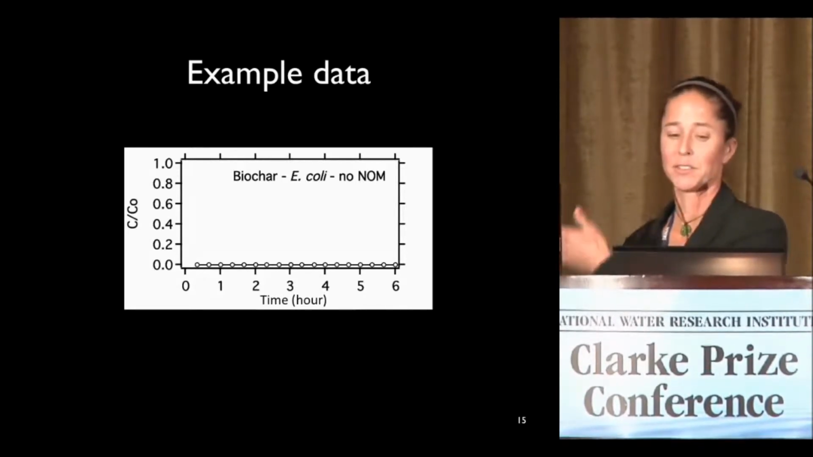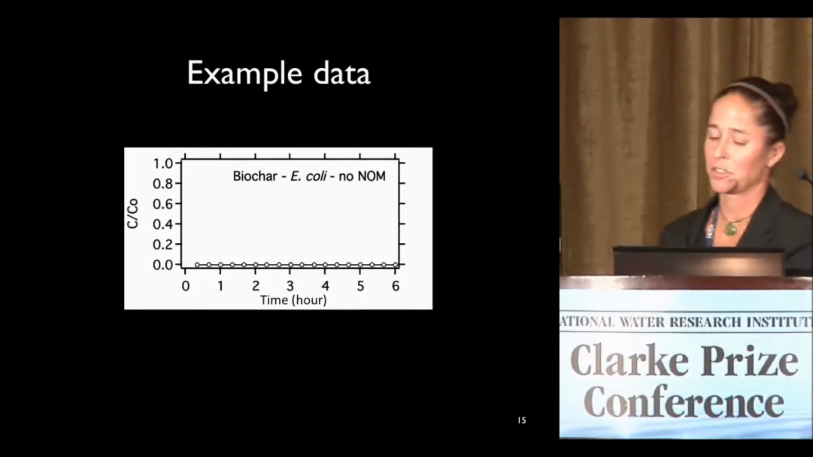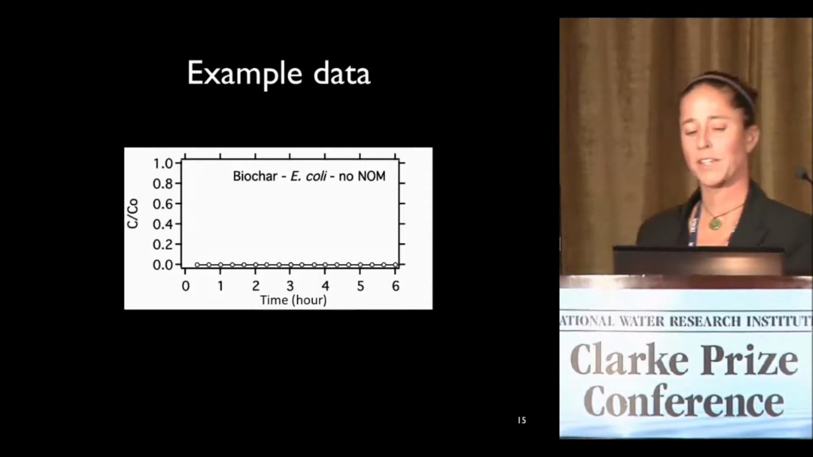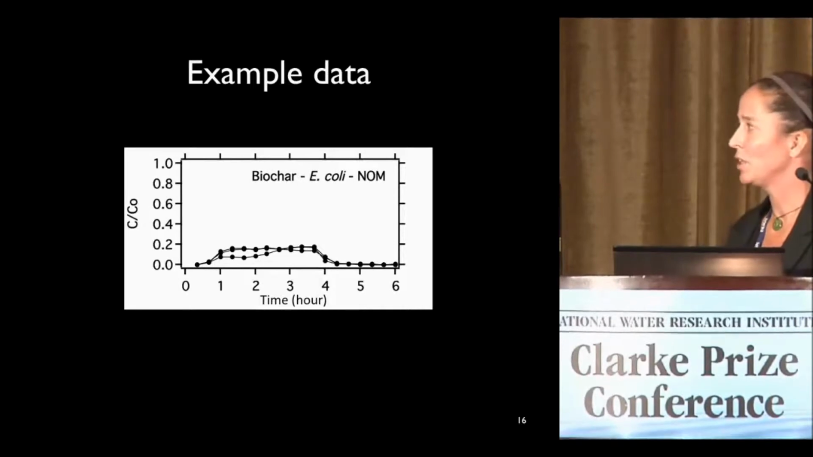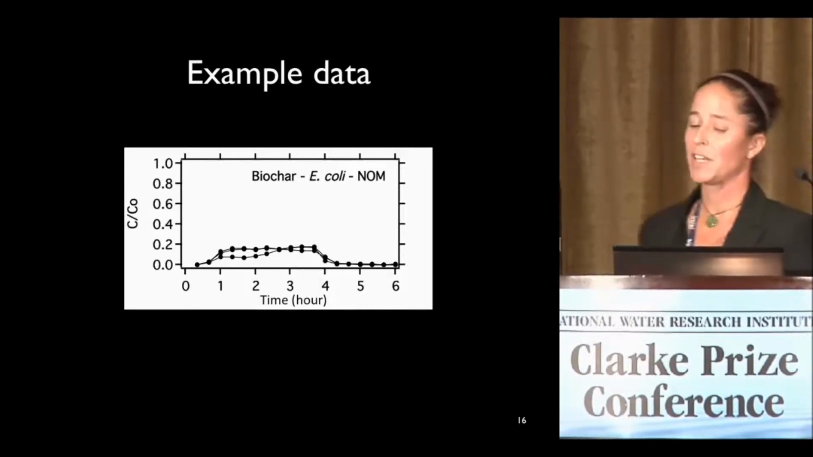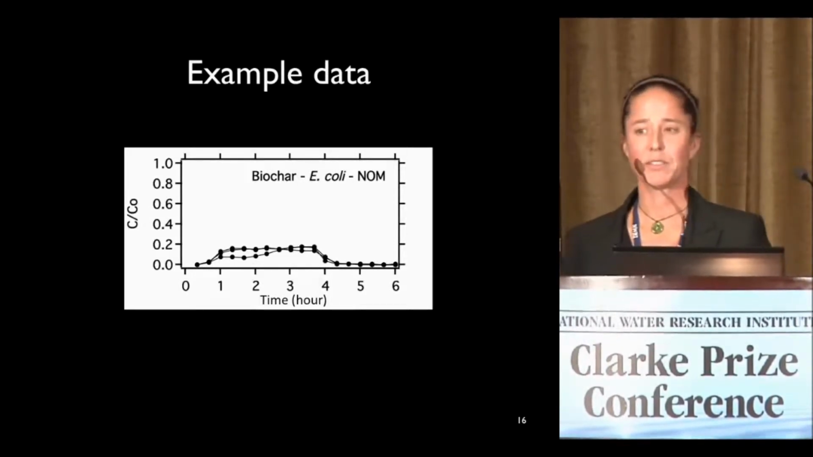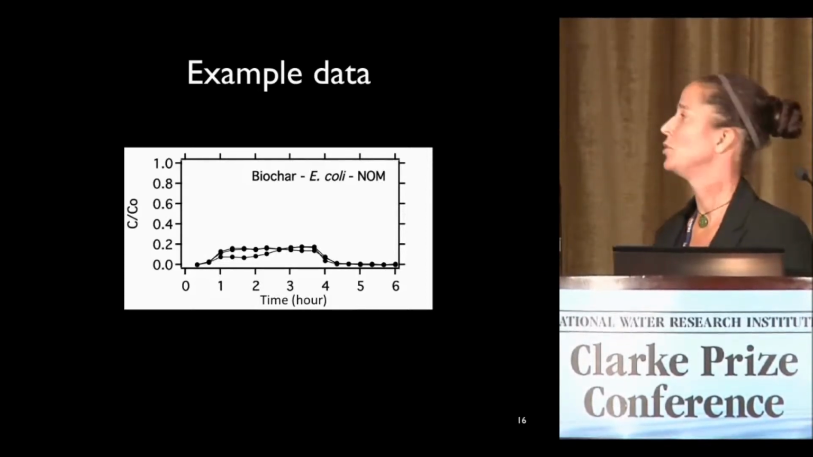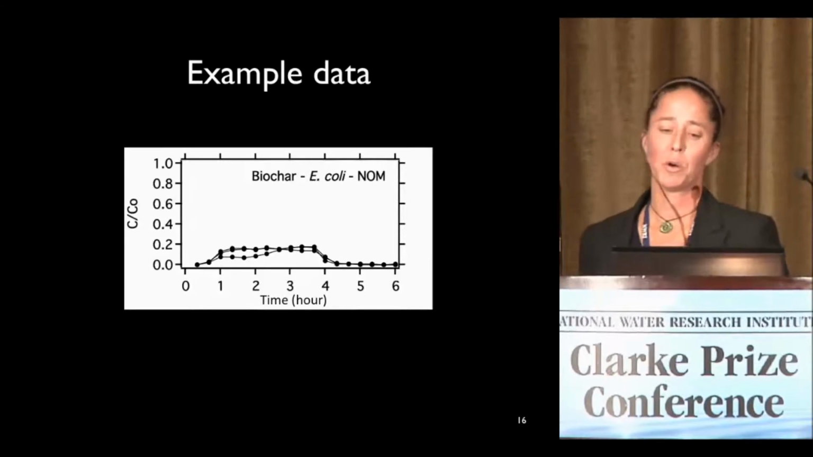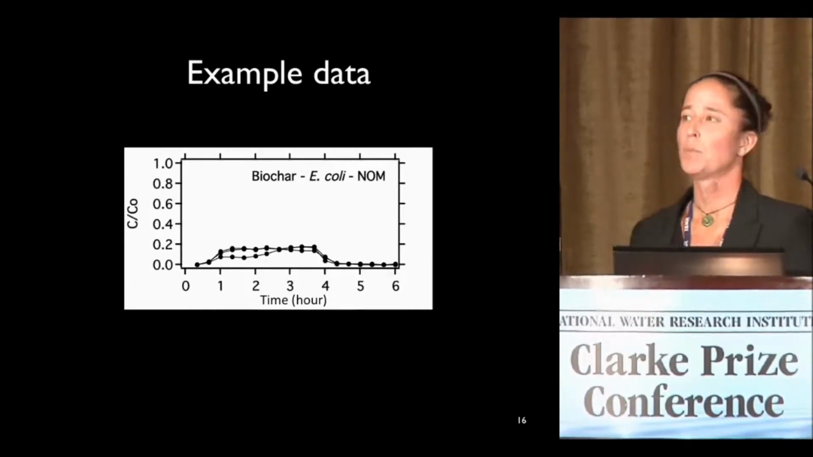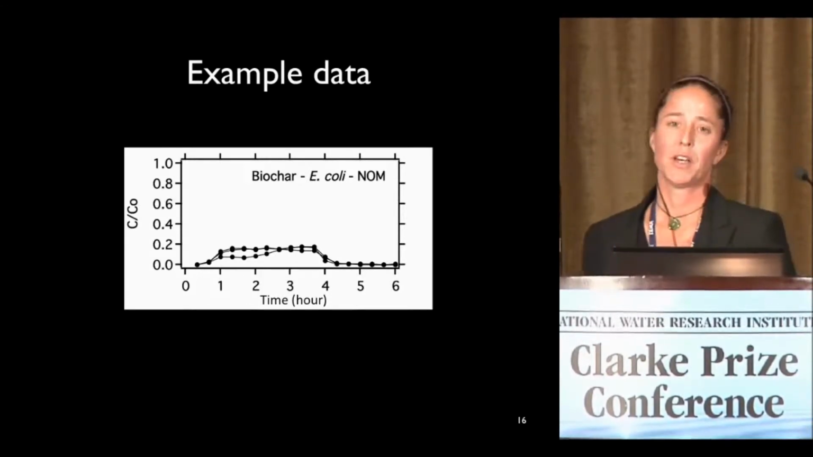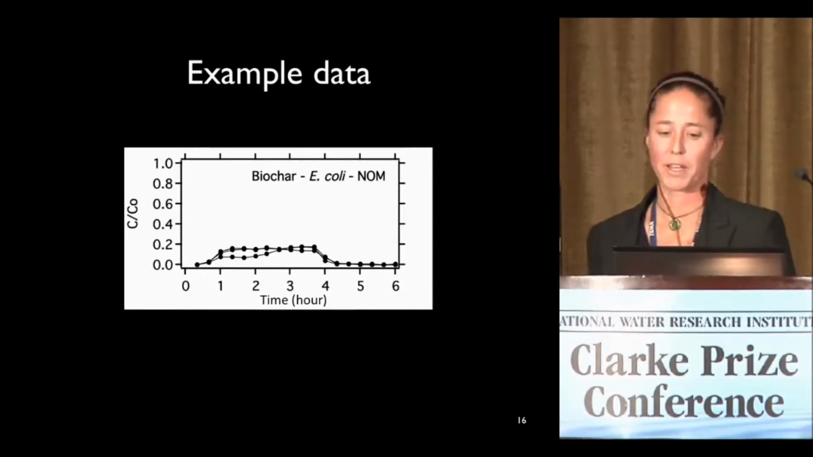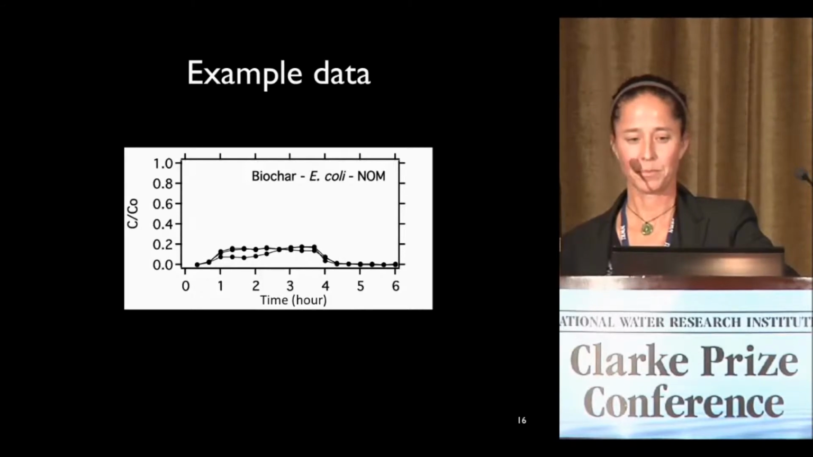And this, I'm sorry, this is 5% biochar, and the rest is sand. And then one more example data before I show you a compilation of the results. This shows the same experiment in the previous slide, except this time there's NOM in the stormwater. And we see the biochar is able to sequester fewer E. coli when NOM is present, presumably because the NOM is competing for sites on the biochar for absorption of E. coli. That's one reason of many.